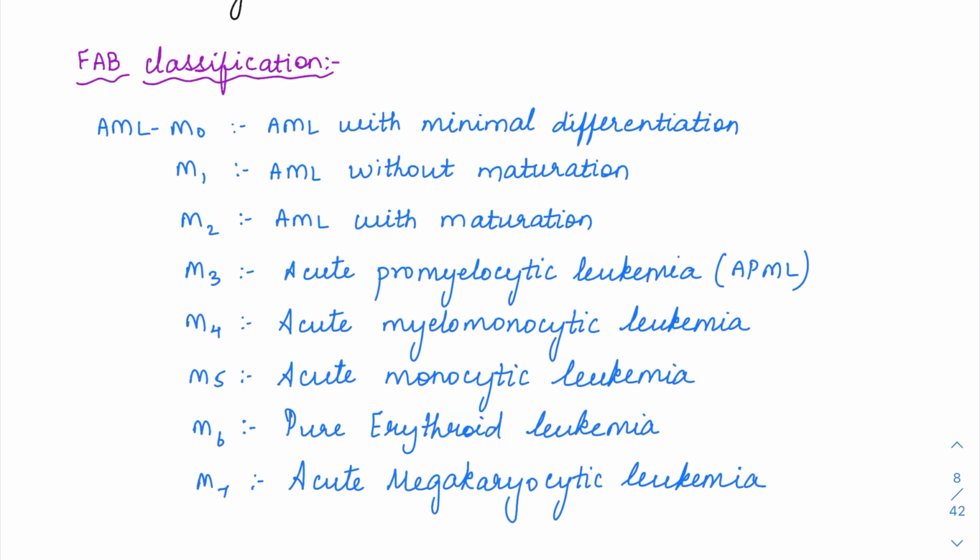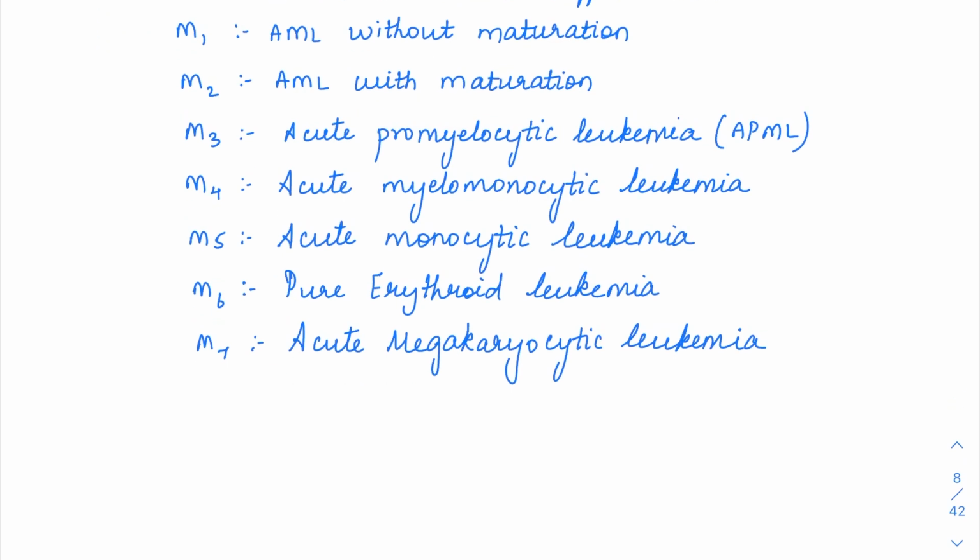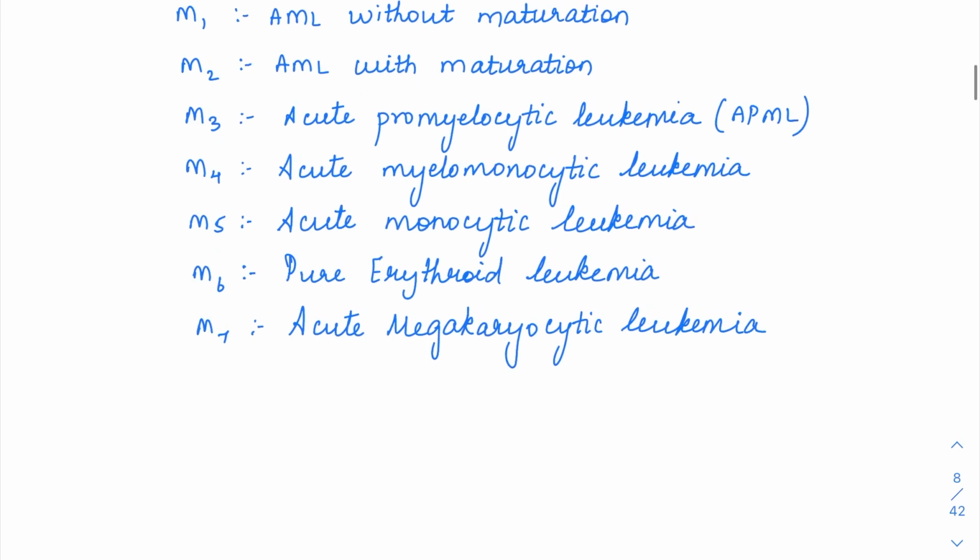M0 is nothing but AML with minimal differentiation. M1 is without maturation. M2 is with maturation. M3 is acute promyelocytic leukemia, APML. M4 is myelomonocytic. M5 is monocytic. M6 is erythroid, and M7 is acute megakaryocytic leukemia.